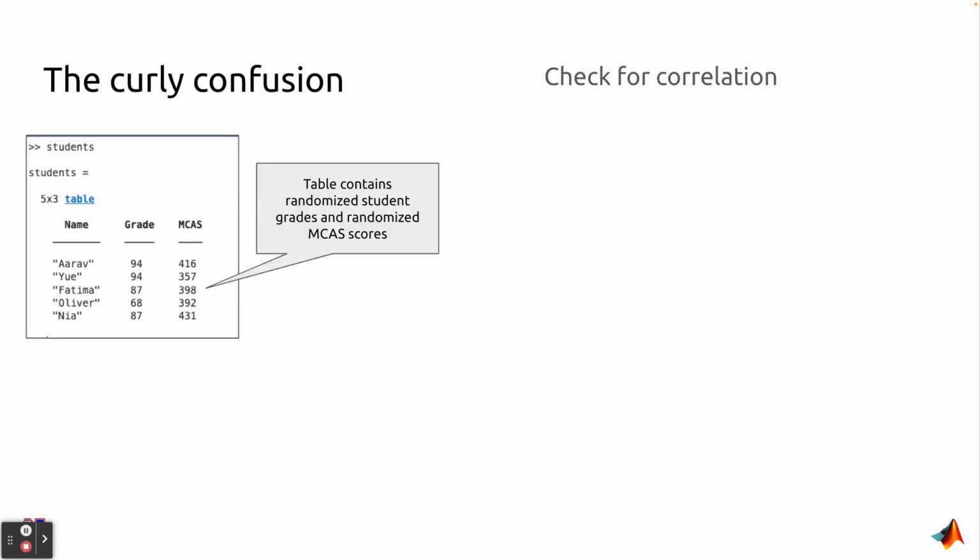So imagine that we have a table like this one, and we want to correlate whether these grades correlate with these MCAS scores, which by the way, they shouldn't because these are all random numbers. So how do we do that? Well, we have the correlation coefficient function.